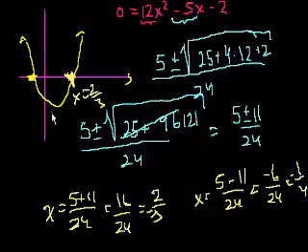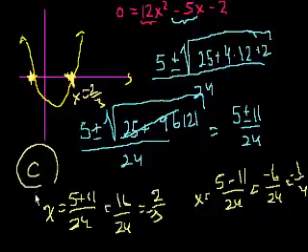I actually drew the graph not that far off of what it could be. So this would be x is equal to minus 1/4. And those are the x-intercepts of that graph. So let's see, 2/3 and minus 1/4 is choice C. Choice C on the test. I think we have time for at least one more.